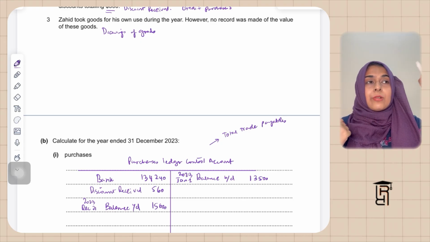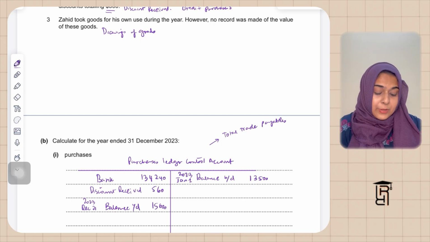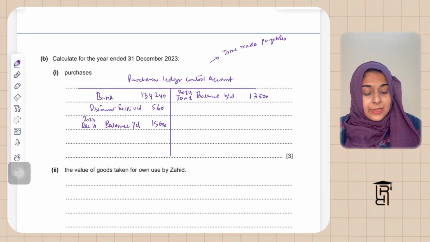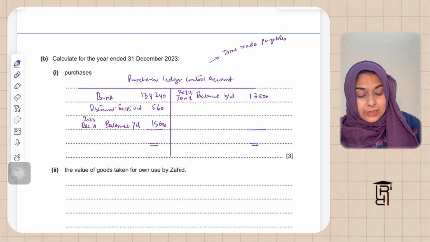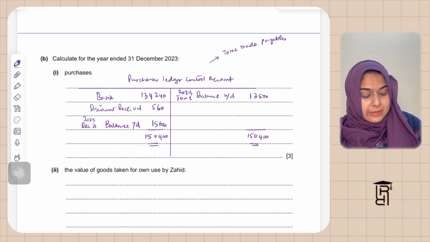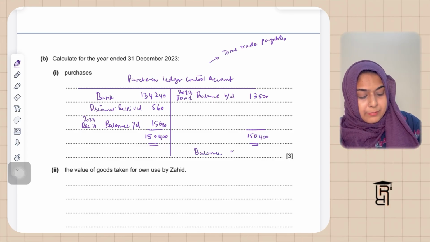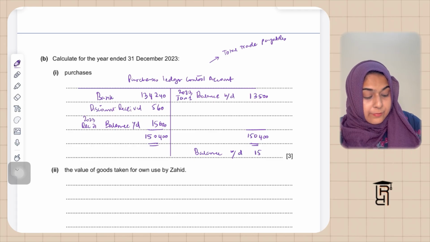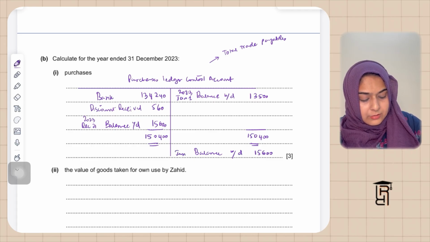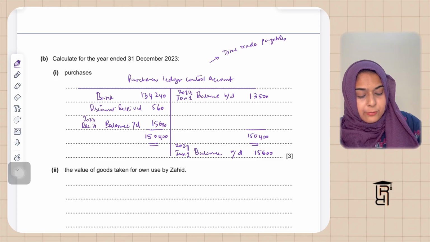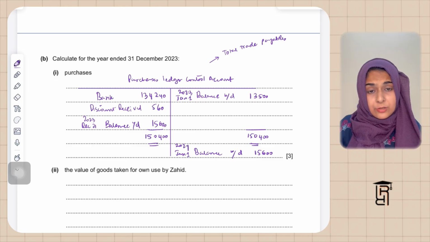So that is why we need to record the discount received also in this T account, because we are receiving a discount in this case, and this is an income in accounting, and we'll record this as an income in our income statement, which is one of the parts of this question. When I total this account on both sides, I'll get 150,400 on both sides, 150,400, and this balance carried down will become my balance brought down. Balance brought down on 1st January 2024.